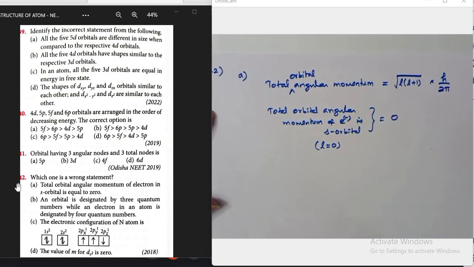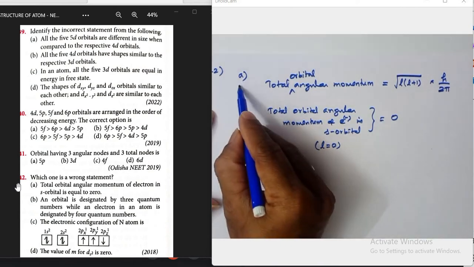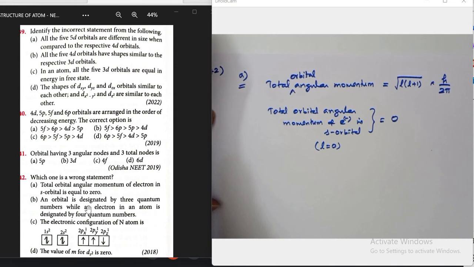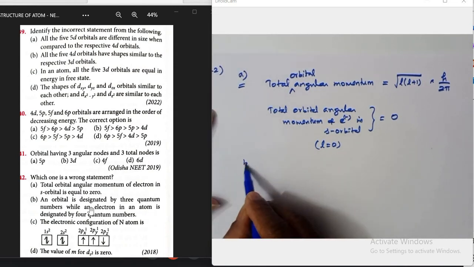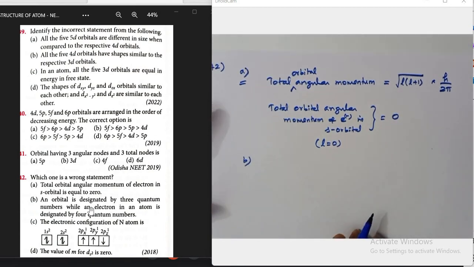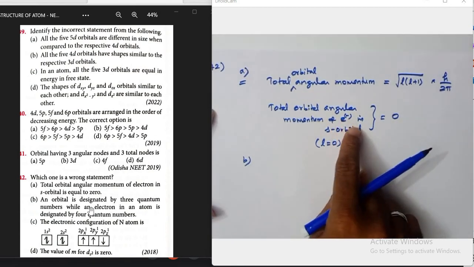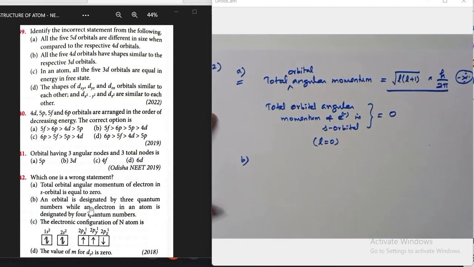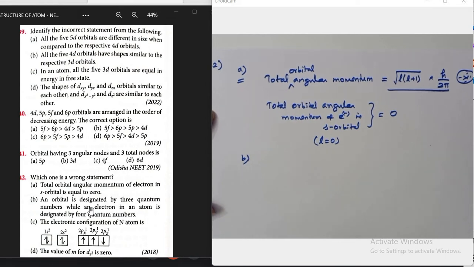Yes, that is a correct statement. Okay, statement A is a correct statement, correct? Total orbital angular momentum of electron in s orbital equal to 0, that's a correct statement. Okay, then what about B? Is this clear? Remember this formula. This is very important. This is the formula we use to calculate total orbital angular momentum of electron. Okay, then see the next option.